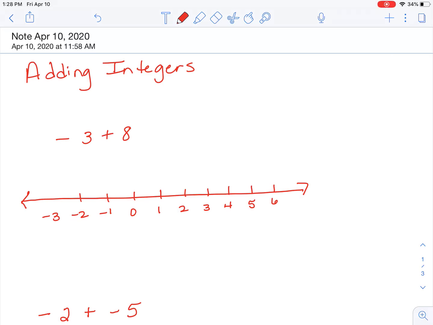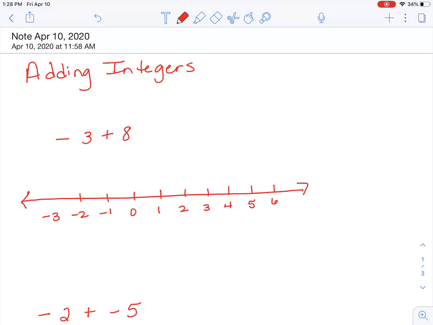Okay, guys. This week, we're going to add integers. Adding integers has rules, just like multiplying and dividing, but they're a little more complicated. If they're two positives, your answer is positive. If it's two negatives, your answer is negative. If the signs are different, then it's negative, like it was with multiplying and dividing.